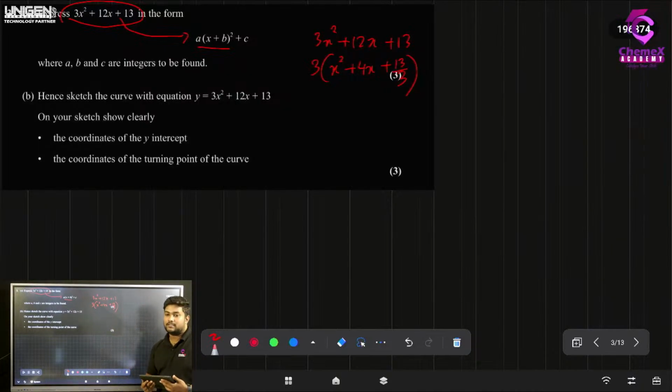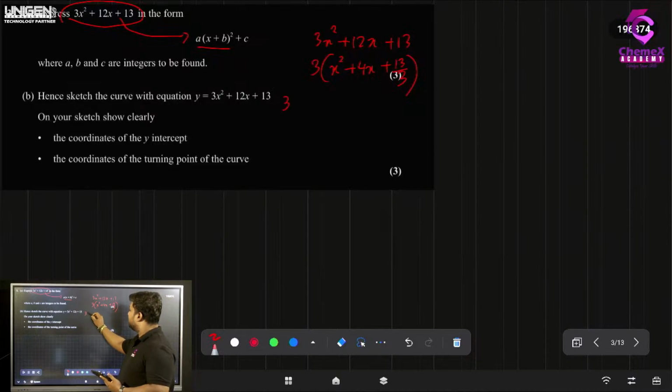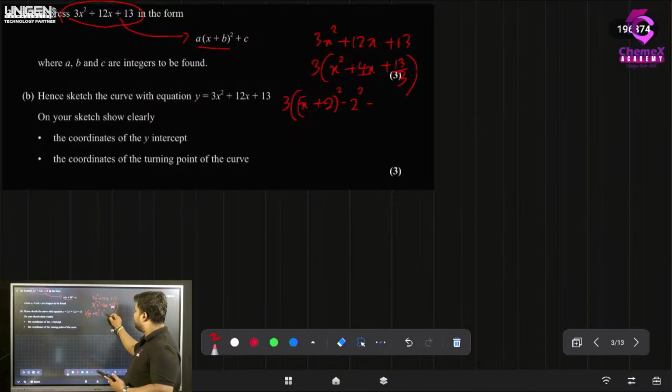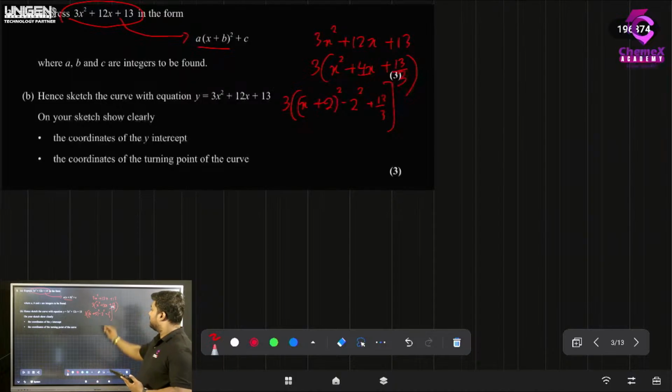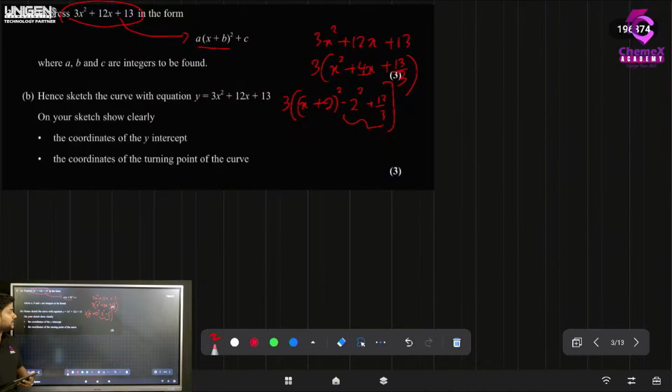Anyone has doubts with what I did? So I just took the 3 out. Then do the completing square method. What do you do there? x plus half of 4, so 2 squared, minus 2 squared plus 13 over 3, and a large bracket to close it. And what's the answer you get from these two? Minus 4 plus 13 over 3.